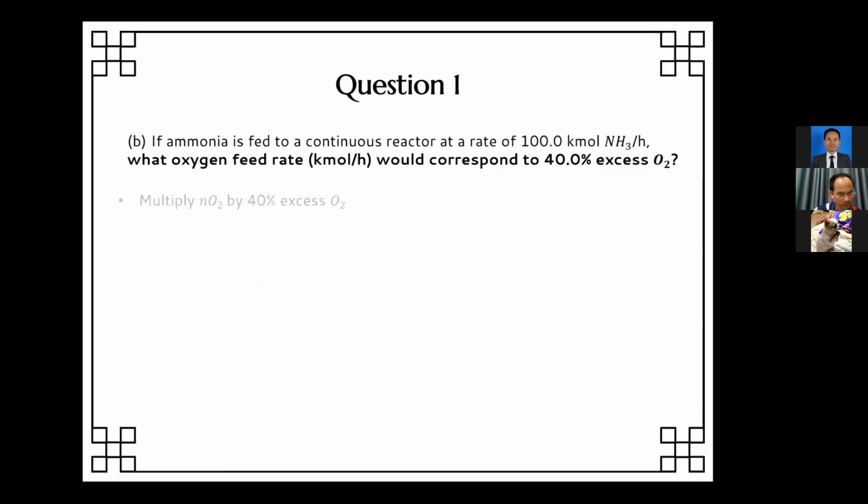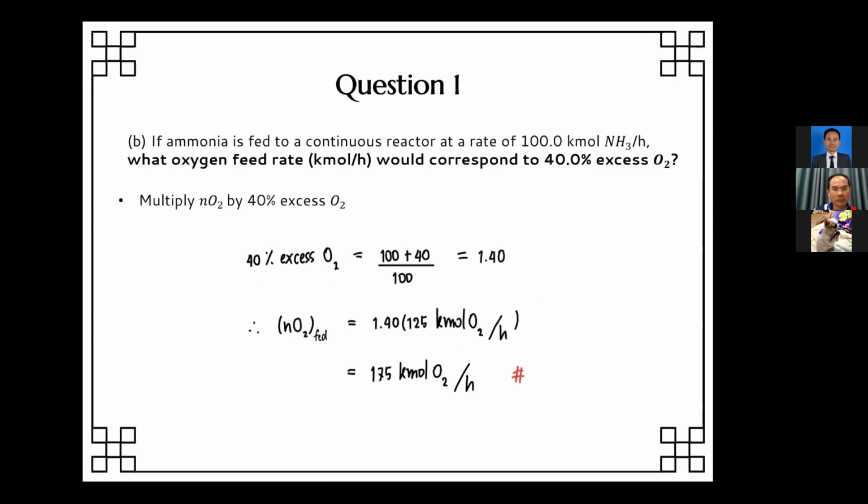After we get the amount of oxygen, we multiply it by 40% excess of oxygen. So 40% excess of oxygen is equal to (100 plus 40) over 100, which is 1.40. So the oxygen feed rate is going to be 1.40 times 125 kmol of oxygen per hour. So the answer is 175 kmol of oxygen per hour.